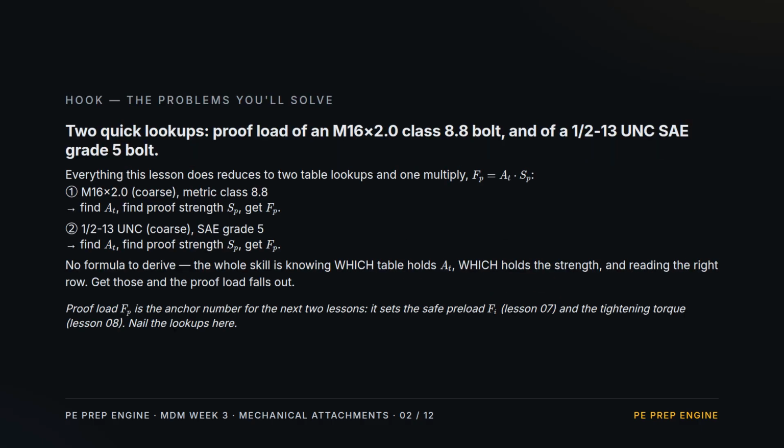Here are the two problems. An M16 by 2 coarse bolt in metric class 8.8, and a 1/2 inch 13 thread unified coarse bolt in SAE grade 5. For each, find the tensile stress area, find the proof strength, and multiply to get the proof load. There's nothing to derive. The entire skill is knowing which table holds the area, which holds the strength, and reading the right row. These two proof loads carry straight into the next two lessons.